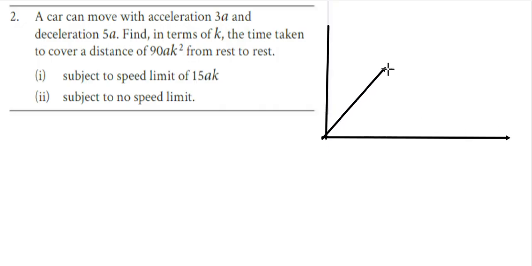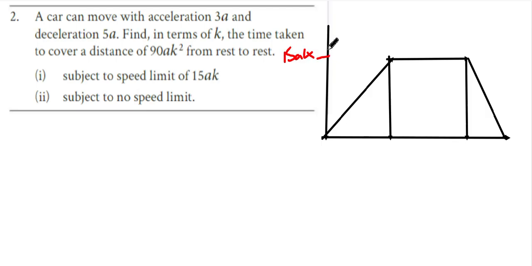So I'm going to draw it up like this. Oh dear, the software is acting weird sometimes. Everybody happy with a standard speed one? This velocity time diagram? Would everybody be happy that this is 15 AK? So see this red line and this red line here? They're both 15 AK. And this is velocity and this is time.